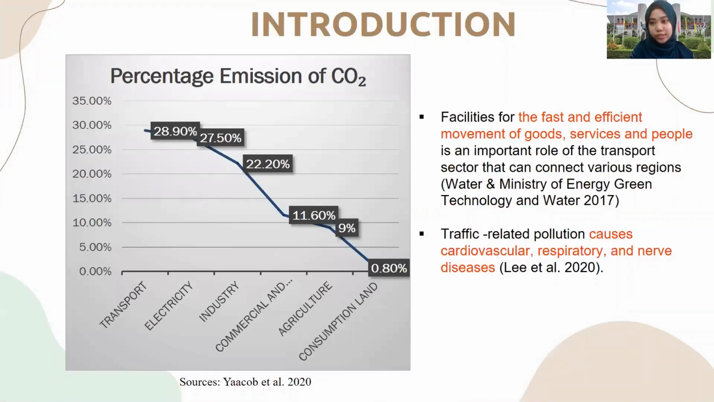For the introduction, transportation is the facilities for the fast and efficient movement of goods, services, and people that connect various regions. From the diagram, we can see that the transportation sector emits the highest carbon emission compared to other sectors. Traffic-related pollution can also cause cardiovascular, respiratory, and nerve disease.